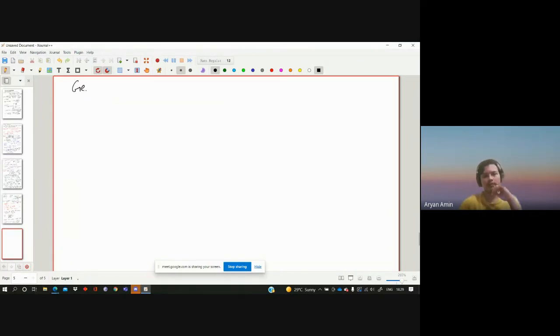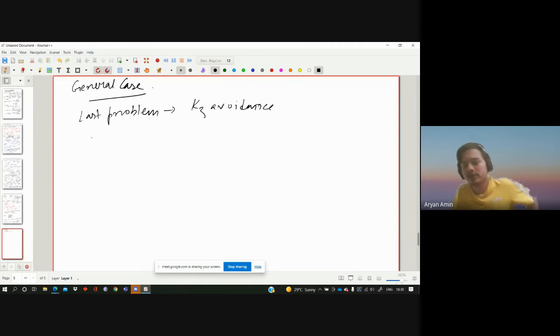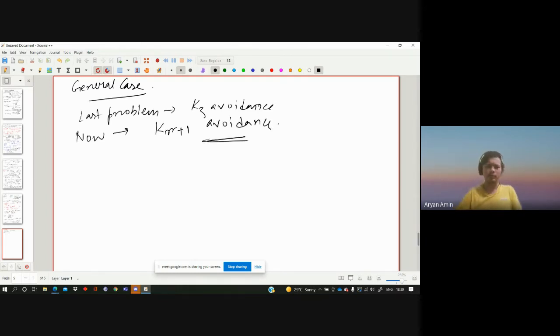Now let us think about how to solve the general case. The last problem was K3 avoidance. Now we are going to deal with general K_{r+1} avoidance. So now think about the equality structure in the above proof.